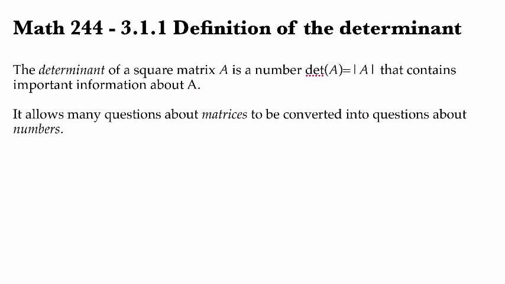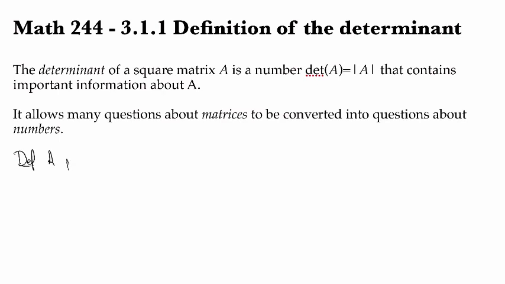So let's see. The definition of a determinant, though, is a bit complicated. So in this video, we're going to look at the definition, and then in later videos, we'll look at how to actually compute them. So the first thing that we're going to need is a permutation matrix.